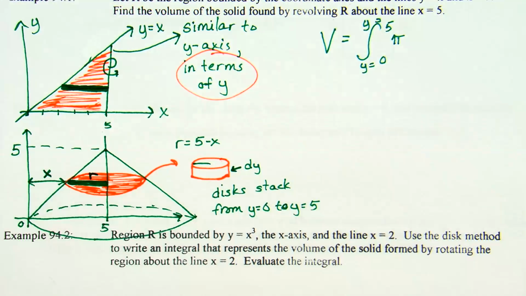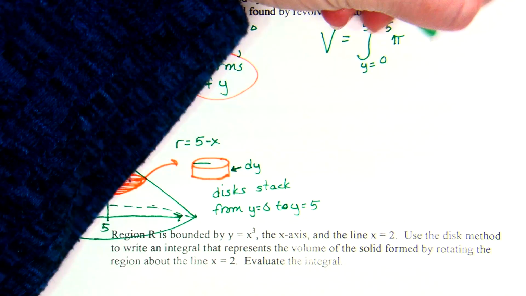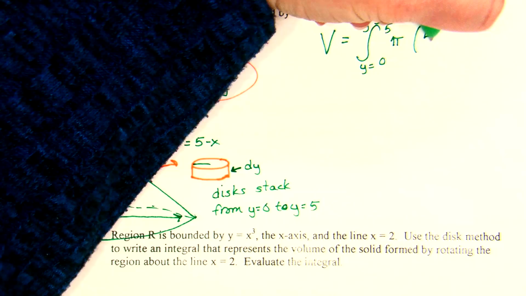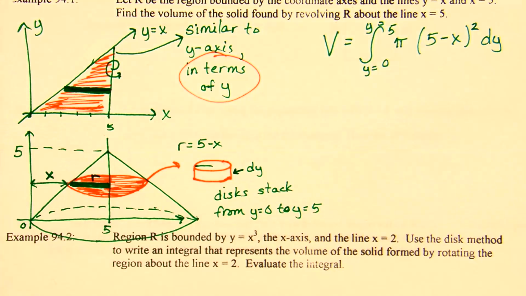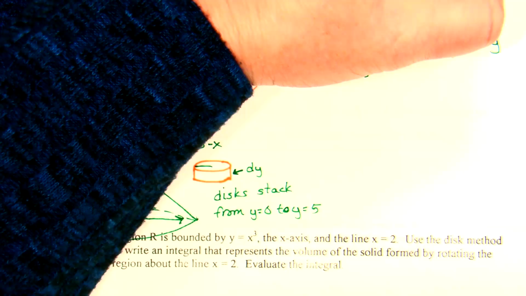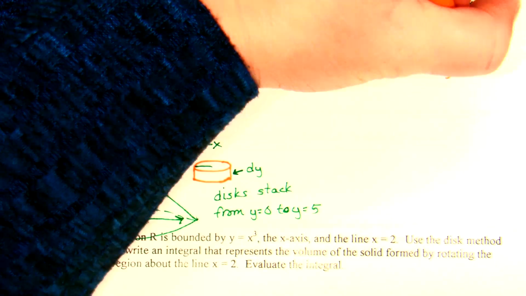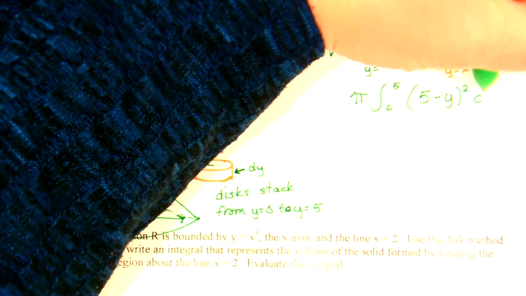Now, we said our radius was 5 minus x, correct? And so the idea here, and I'm just going to put it 5 minus x for the moment, 5 minus x as our function, because it's the radius, because it's 5, take away that x value, quantity squared, but we need to be in terms of y, yes? What do we know about x in this particular problem? It equals y, correct? So y equals x, and so what we're really going to write this as is pi times the integral from 0 to 5, and instead of 5 minus x, we are able to say 5 minus y, quantity squared, dy.